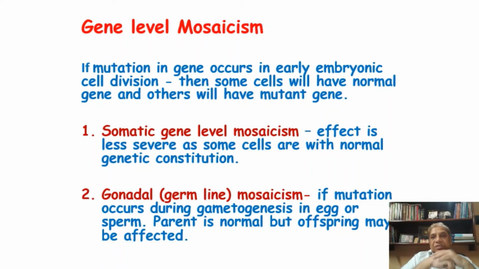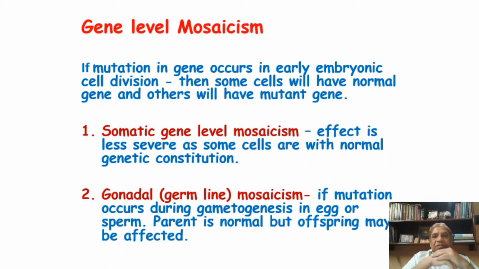When I teach you mutation, I will tell you a mutation may be as small as a point mutation. So this change has taken place and it is a mutant gene now. And if it takes place in somatic cells during early embryonic life, then what will happen? The effect is less severe because only the daughter cells will have that defective gene. At the same time, there are cells in the body which have the normal gene also, and these normal genes will compensate for the abnormal gene. So the effect is less severe as some cells have the normal genetic constitution. There will be some effect, but not that severe.